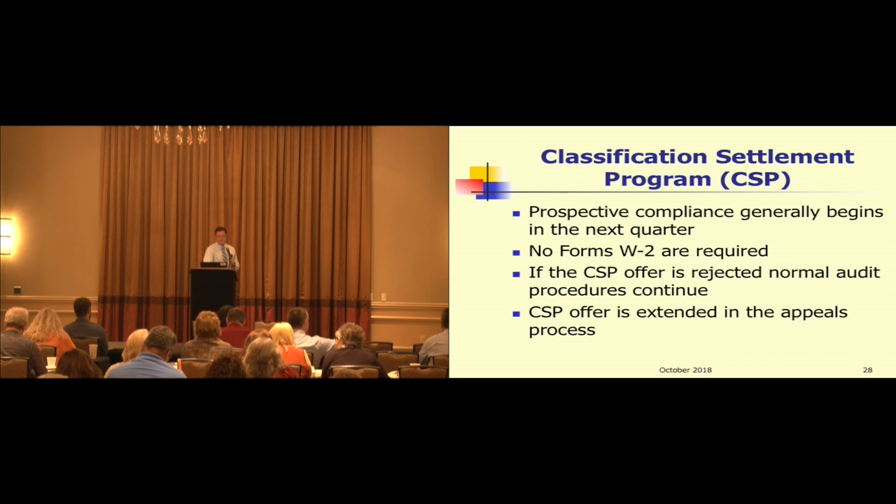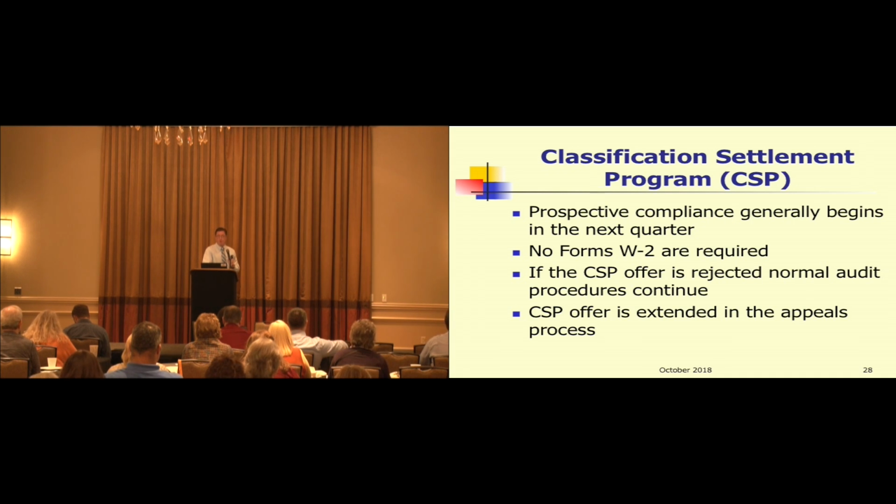We say that prospective compliance generally begins in the next quarter. If I'm halfway through the year, I'm going to push it out until January 1st, and hopefully most agents do. I don't know what other agents do. We don't talk to one another. We can't even tell each other who we're auditing. It's that private. So I don't know what they're doing or who they're auditing. We just can't say that. No Forms W-2 are required. That's awesome.